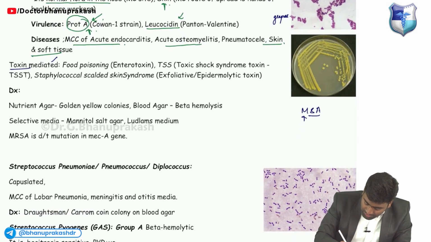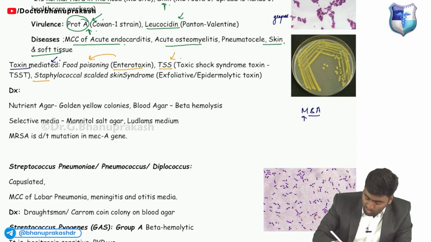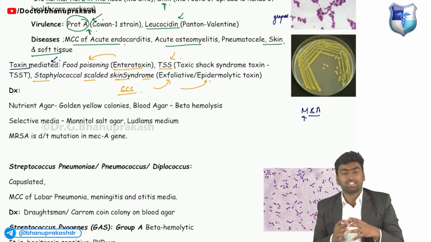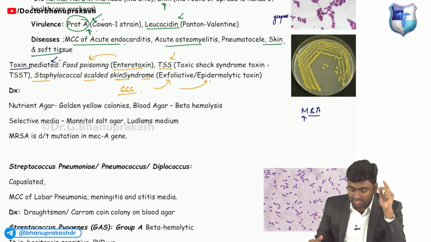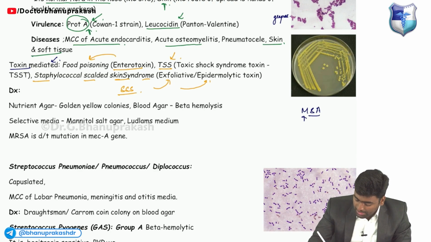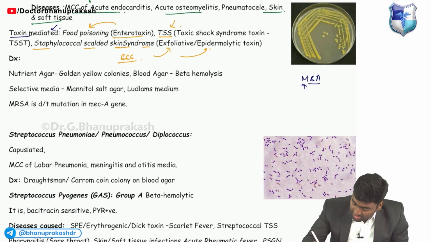There are a few toxins released from Staphylococcus aureus. This includes enterotoxin causing food poisoning, toxic shock syndrome toxin, and staphylococcal scalded skin syndrome, which is caused by the exfoliative or epidermolytic toxin. Fine. And for diagnosis, I told you we use mannitol salt agar, where it will produce golden yellow colonies.